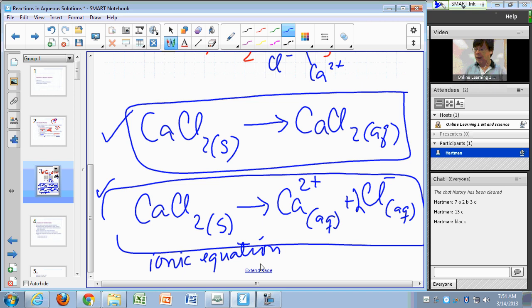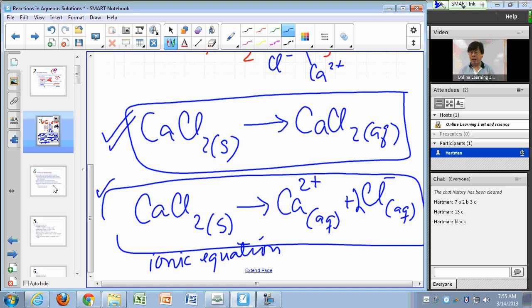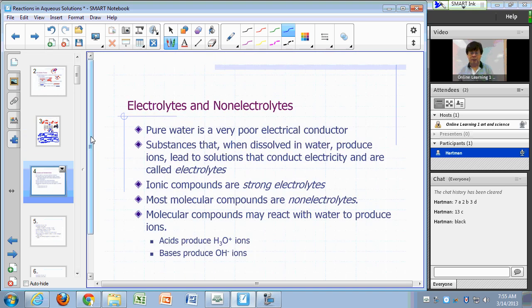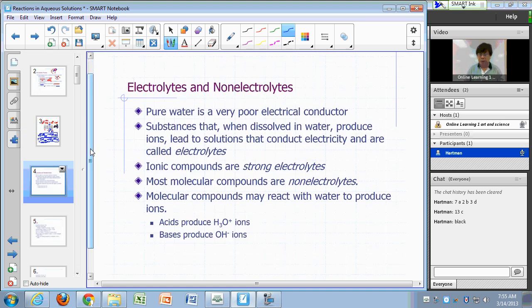Okay. The ionic equation is really a better representation of what actually happens, although there's nothing wrong with writing it using the molecular equation. The ionic equation just happens to be a better description of what actually happens. Okay. So a little bit of a review about electrolytes and non-electrolytes.